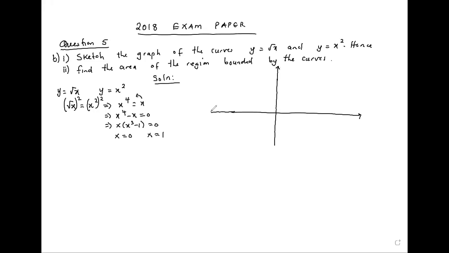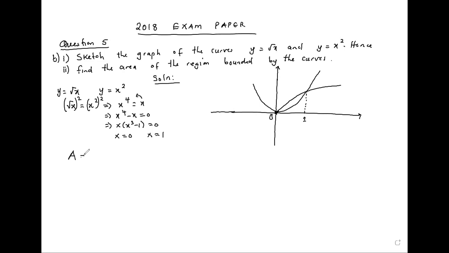Because they are meeting at those two numbers, when x is 0, we're now sketching root x. The nature of this graph goes like this. And then x squared is a graph which goes like this. So they will meet at 1 and at 0. So sketch them, indicating also their intercepts. Then find the area of the region bounded by the curves.